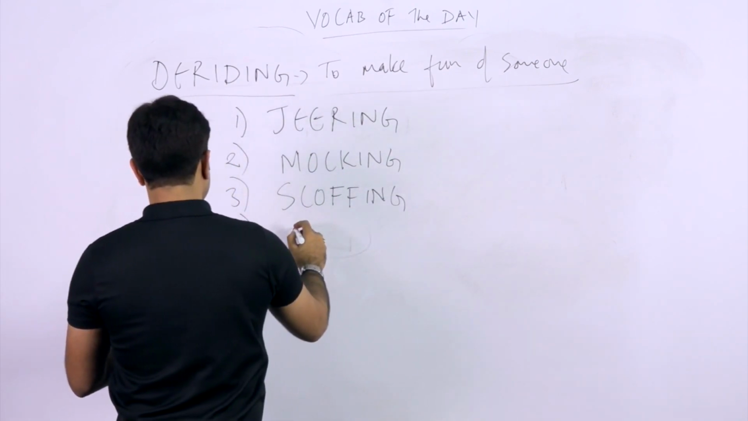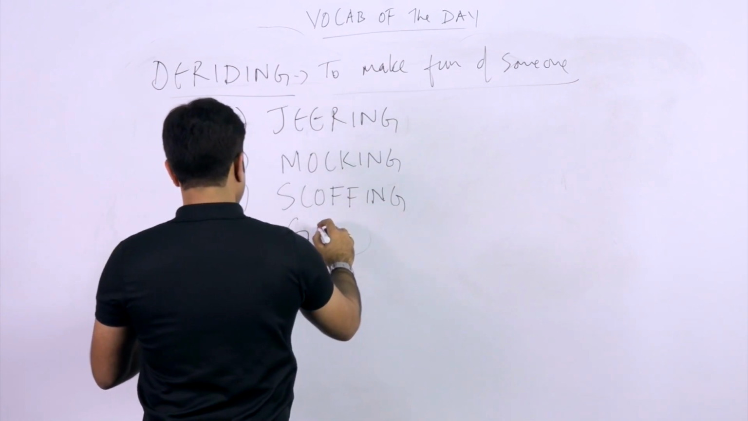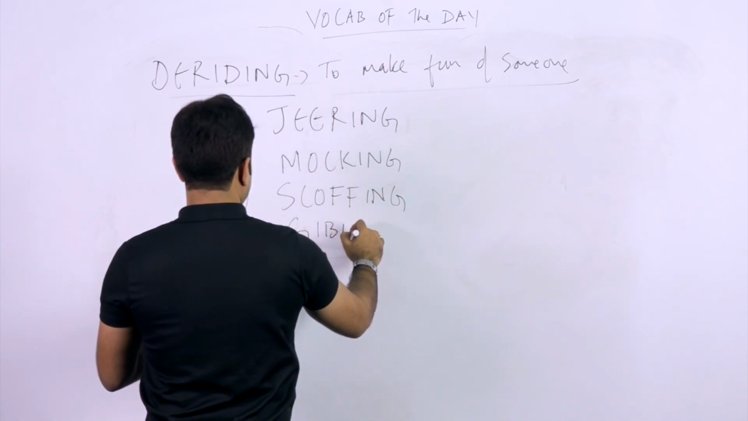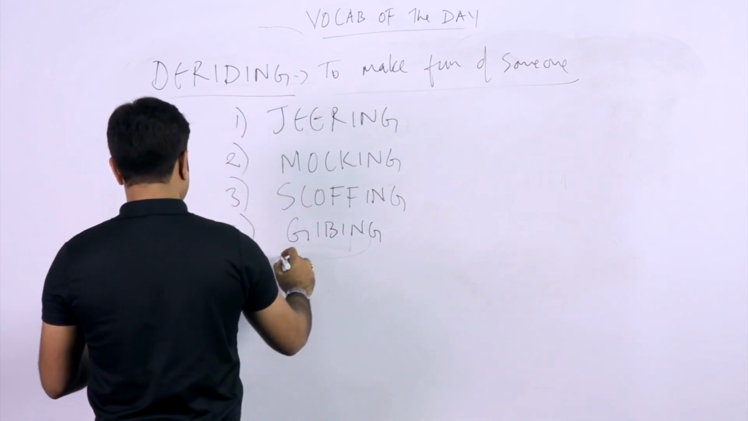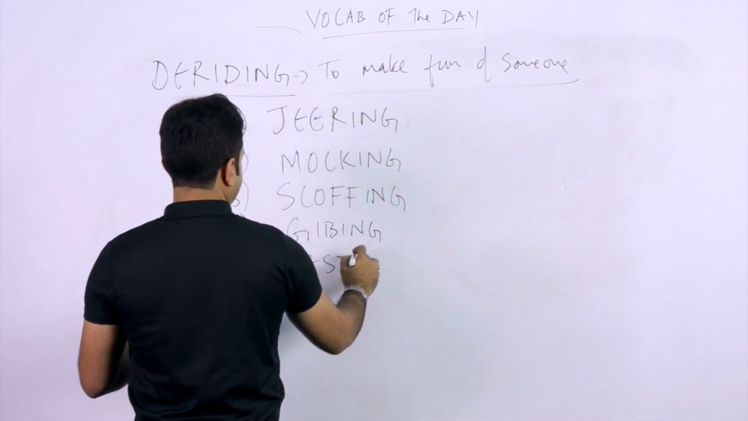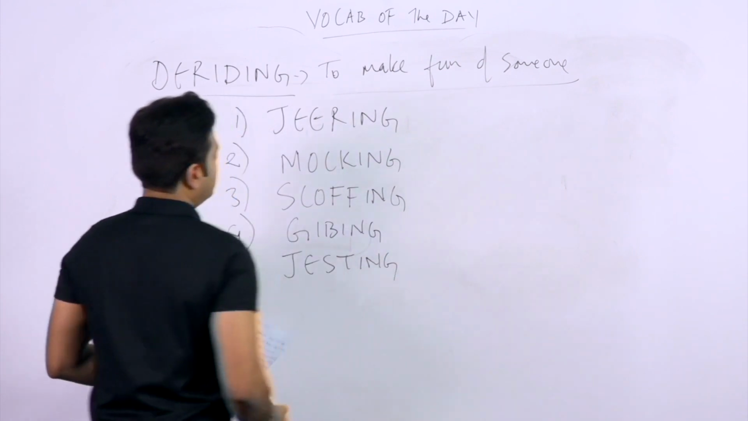Fourth word which I have used is jibing. It's kind of a jibing word. You can use it in a simple way. And fifth I have taken here is jesting. Fine. So these are the five words.